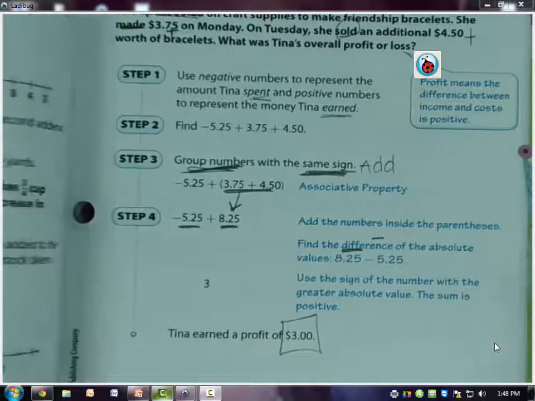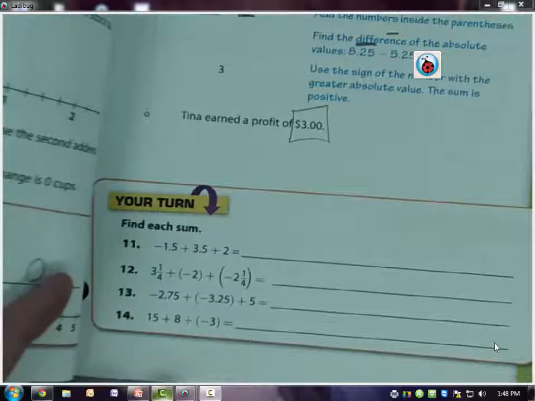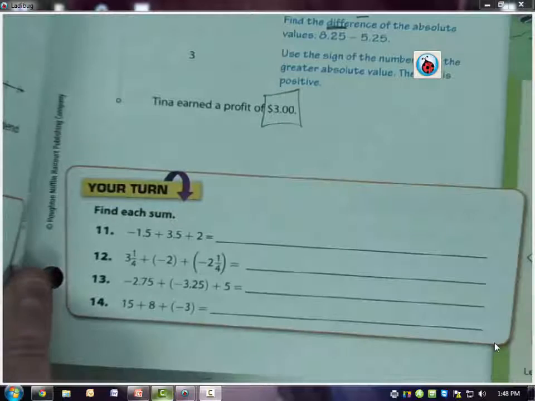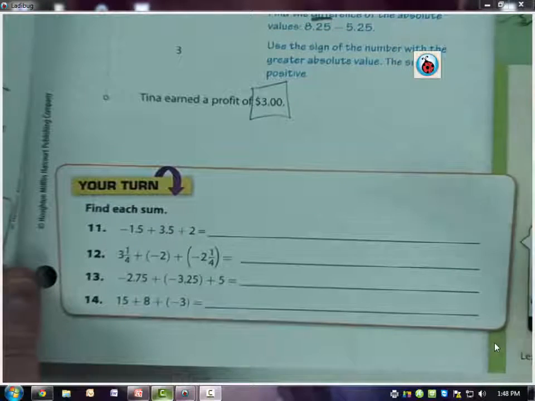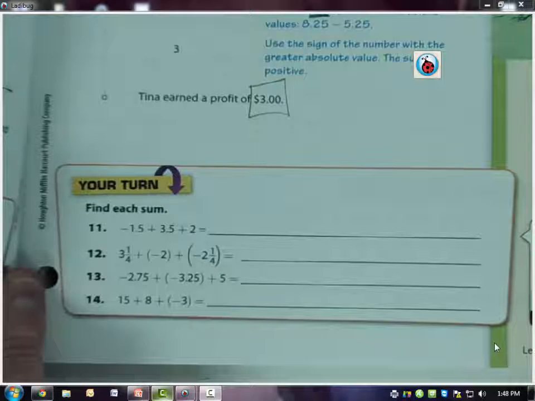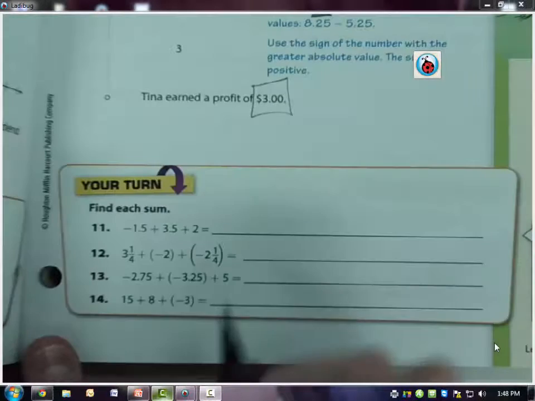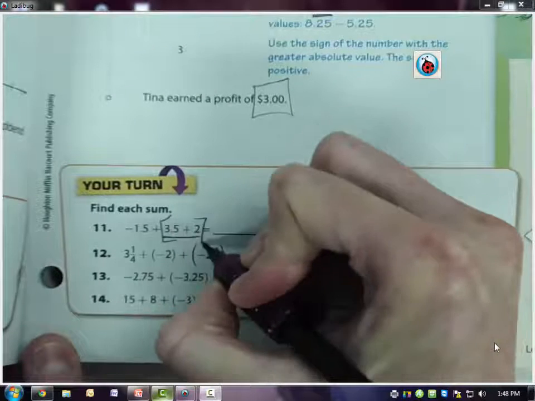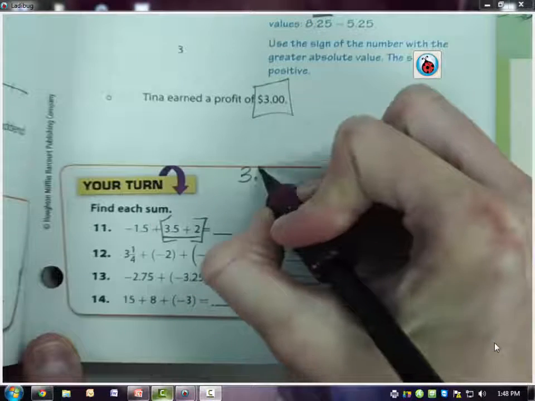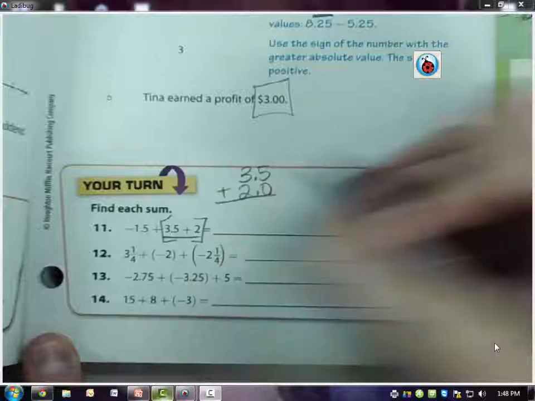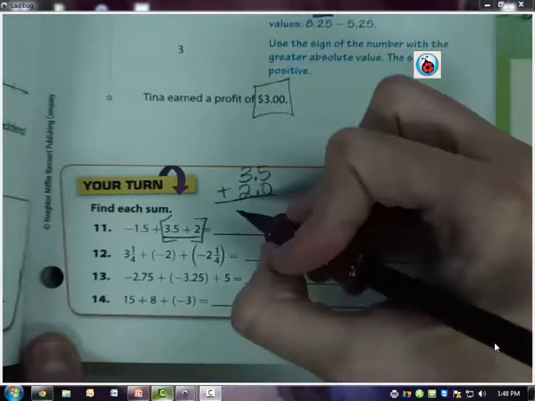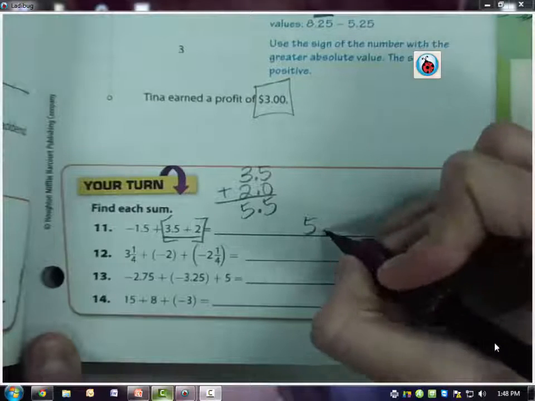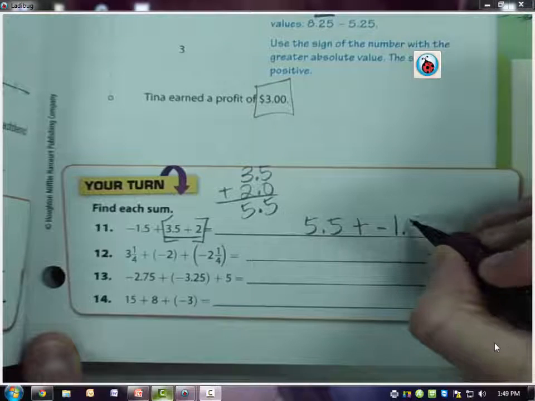Okay. What did you add first on number 11? Good, you should have added your like signs. My like signs are my positives here. So I can add 3 and 5/10 plus 2, which would have gotten me 5.5, or 5 and 5/10. So now I have 5 and 5/10 plus negative 1 and 5/10. Okay? I have different signs. DIFF. What does it mean we do? Subtract. Very good. So we subtract. Who's bigger? 5.5. So it's going to be a positive. So we end up with 4 or 4.0.